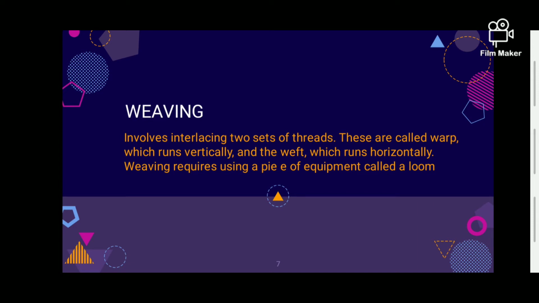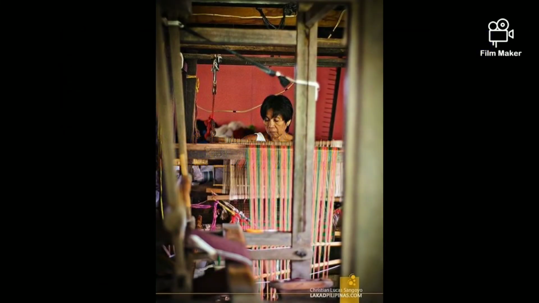Weaving involves interlacing two sets of threads. These are called the warp, which runs vertically, and the weft, which runs horizontally. Weaving requires a piece of equipment called a loom. As you can see in the picture, that's an example of a loom.